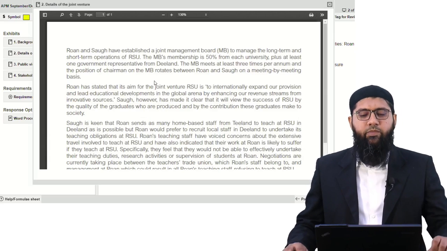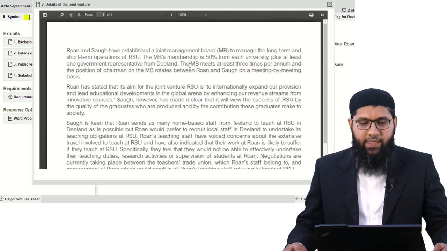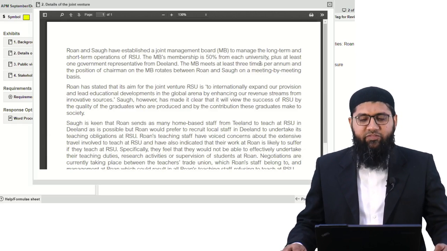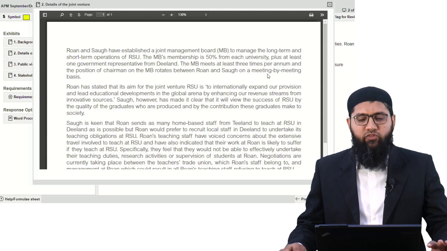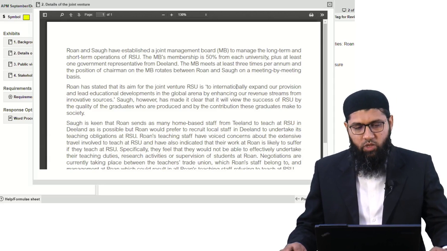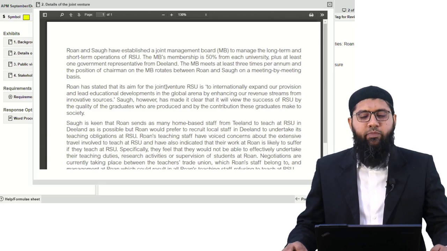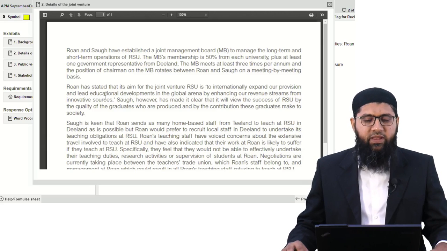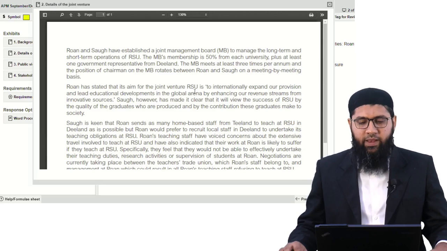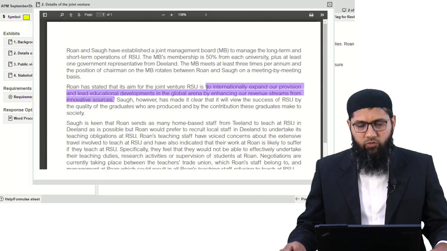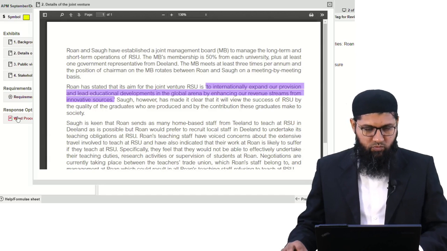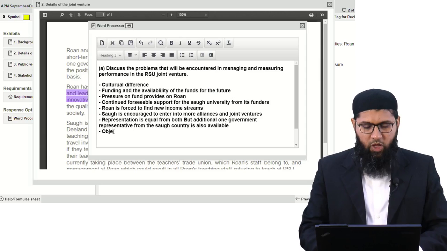Now what next is there? It says the MB meets at least 3 times per annum and the position of the chairman of the MB rotates between Roan and SAW on a meeting by meeting basis. Roan has stated that its aim from the joint venture is to internationally expand our provision and lead educational developments in the global arena by enhancing our revenue streams from innovative sources. The objective of Roan is this.